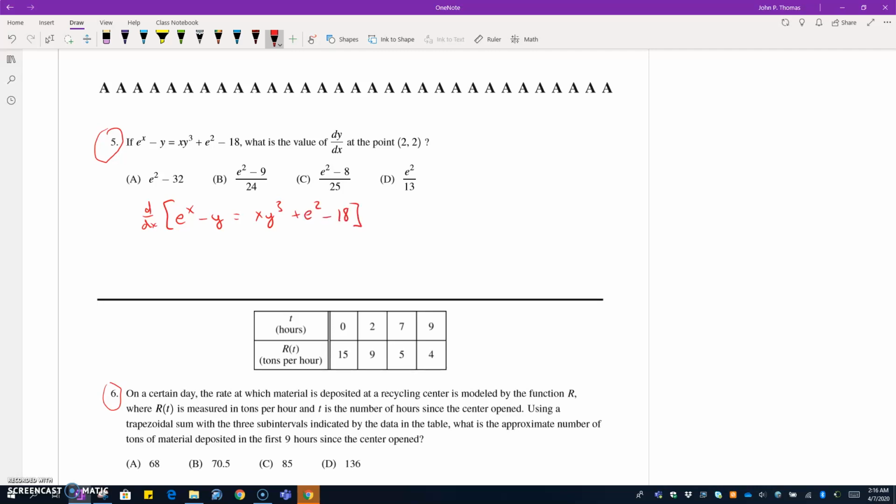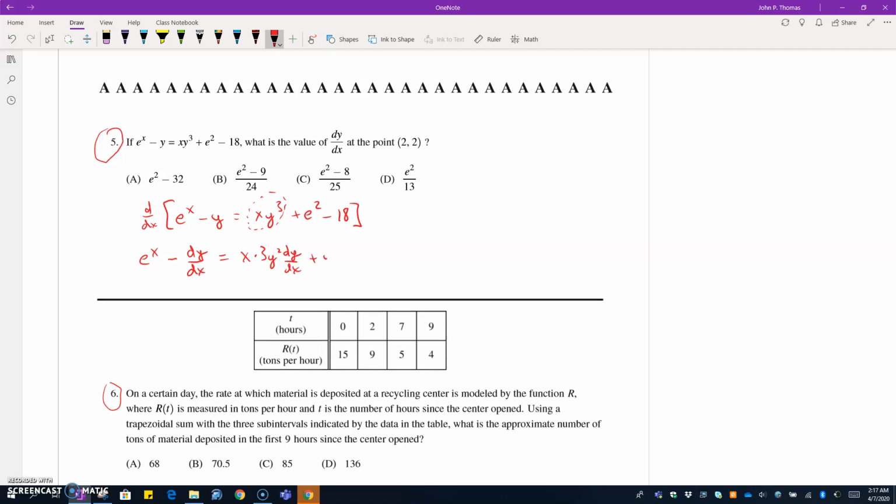Alright, now if I take the derivative, I'm going to go piece by piece. Derivative of e to the x with respect to x is just e to the x. The derivative of y with respect to x is dy dx. Now this is a spot where there's a really common mistake. We've got to remember our product rule right there. So we're going to have first d second, which is going to be 3y squared, derivative of the outside function, evaluated at the inside, times dy dx, the derivative of the inside.